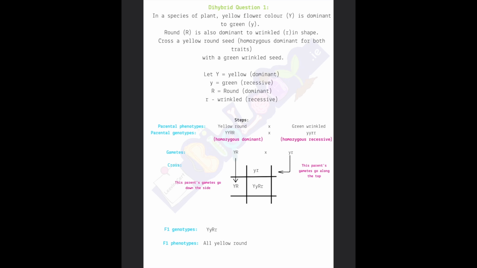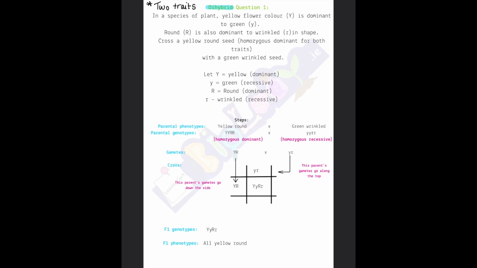Here I have an example, so let's read through it and show you how I approach a dihybrid question. So dihybrid, remember, is crossing two traits. You must have two alleles for each trait. They can either be the same, homozygous, or different, heterozygous. So let's read this question.